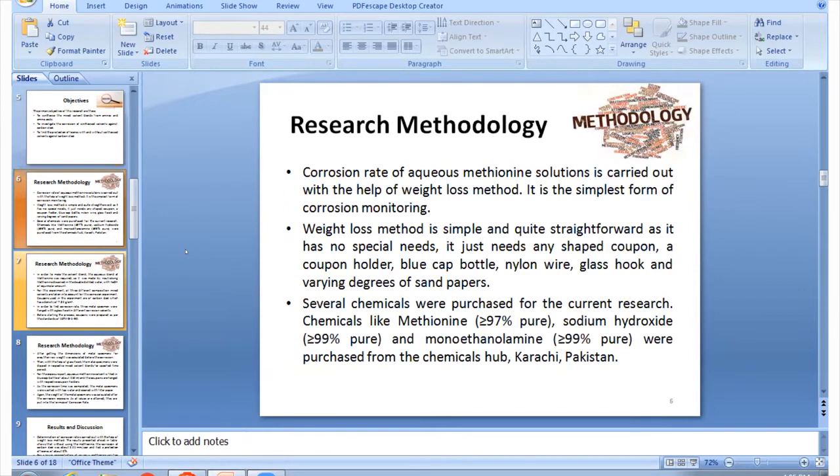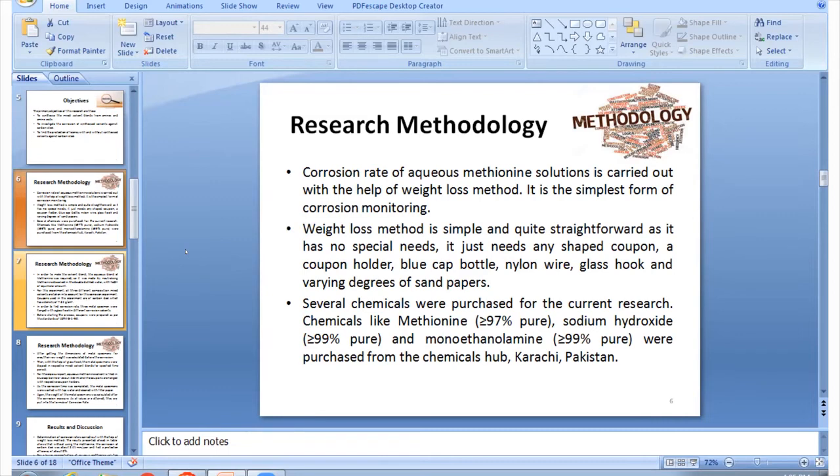So this is the research methodology: the corrosion rate of aqueous methionine is determined with the help of the weight loss method. It is the simplest form of corrosion monitoring. The weight loss method basically means using a sample specimen in a corrosive environment for a limited amount of time and then finding out the change in weight with respect to time. The weight loss method is quite simple and straightforward as it has no special needs.